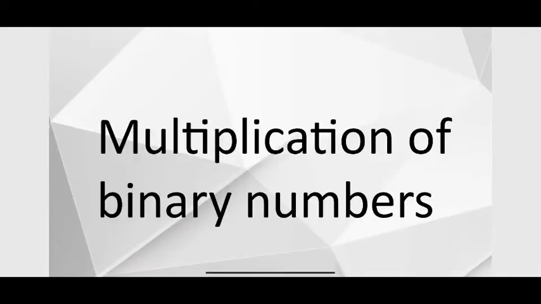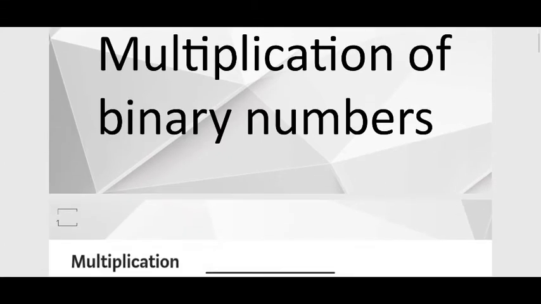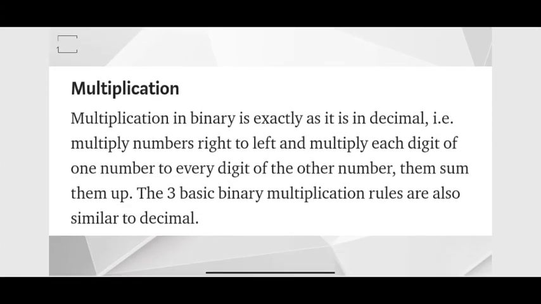Hello everyone, I'm here to discuss multiplication of binary numbers. Multiplication in binary is exactly as it is in decimal. Multiply the numbers right to left, and multiply each digit of one number to every digit of the other number. Then sum them up. The three basic binary multiplication rules are also similar to decimal.